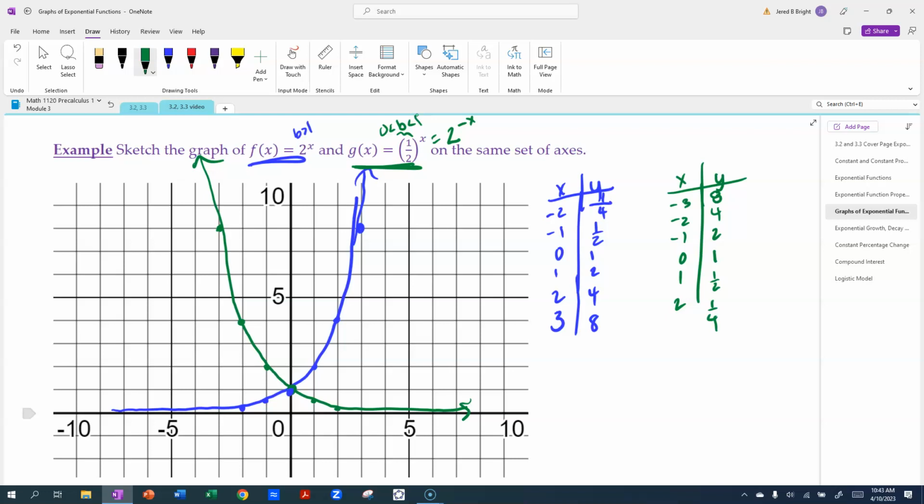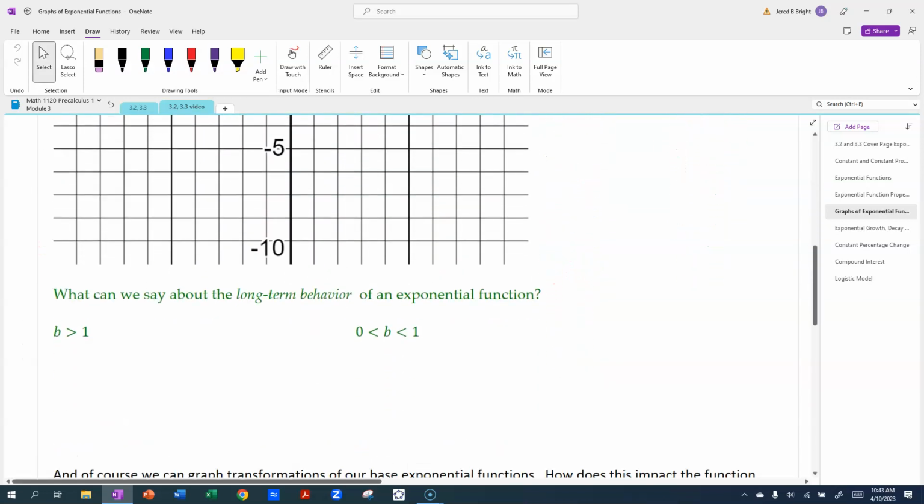Lastly, we do see a horizontal asymptote, the x-axis. This is our horizontal asymptote at y equals 0. We see that happen too. So when you're graphing exponential functions, that's what we need to pay attention to: asymptotes, the intercept, and increasing, decreasing, and concavity as we go further.